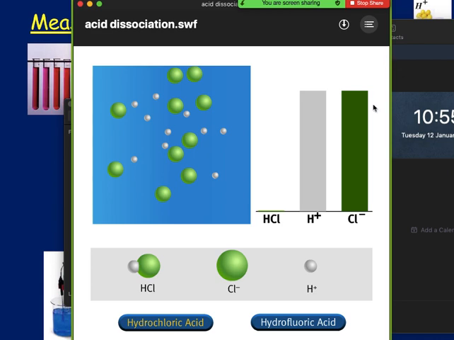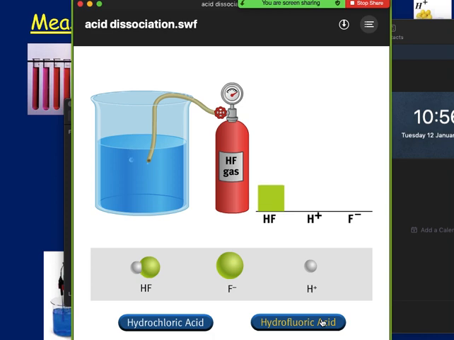Okay, so this is just showing you the dissociation of hydrochloric acid, a strong acid, which fully dissociates. So I've got no bar for the HCl, and I've got a huge bar for H+ and Cl-. So if you're writing the equation, that would be a single arrow. It's not reversible.